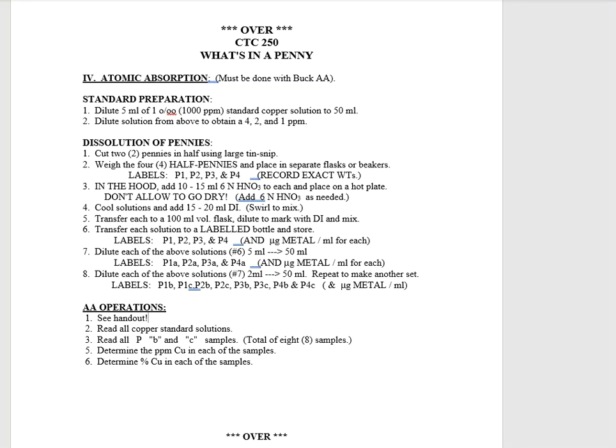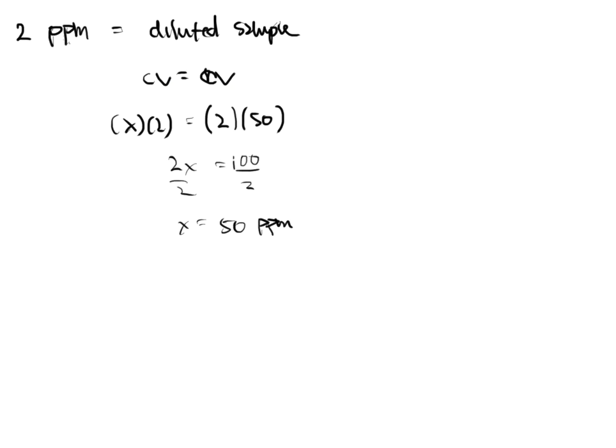The problem, though, is that that was also diluted, right? Because it said dilute each of the above 5 mil to 50. So this solution is the one that ran 50 part per million, and I need to take one more step to get to the original. And that original, I had 5 mils of it, diluted it to 50. So I need to do this one more time.